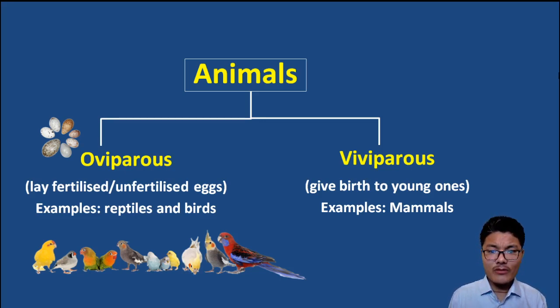But in oviparous animals, the egg gamete is produced within the body. It may or may not undergo fertilization, and eggs are laid. After incubation, the laid eggs hatch out to become new animals, which is a unique characteristic of oviparous animals.